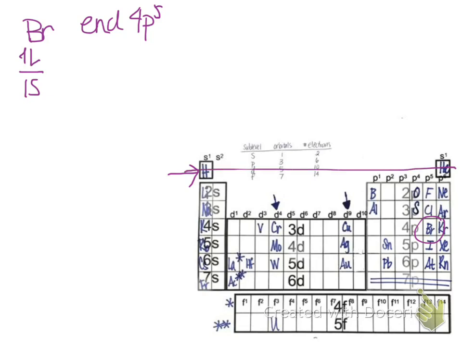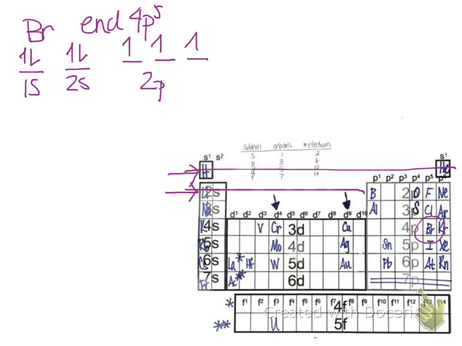After we fill 1s, we now read on the next line. It is 2s. So we write 2s, up, down. After we fill 2s, we keep going and we come to the 2p's. How many orbitals are in any p orbital? 3. Hold 6 electrons, but there's 3 orbitals. So for 2p, I write 1, 2, 3. I'm going to fill those up because bromine's down here. I've got to keep going. So I go up, up, up, down, down, down.